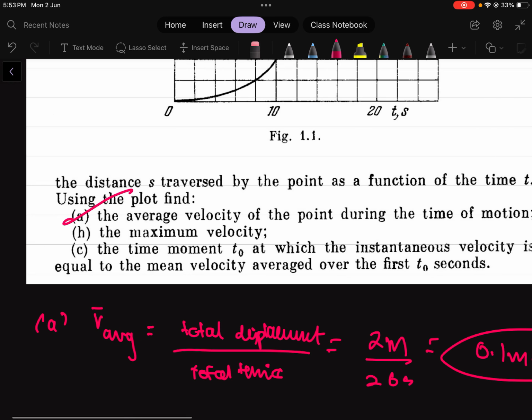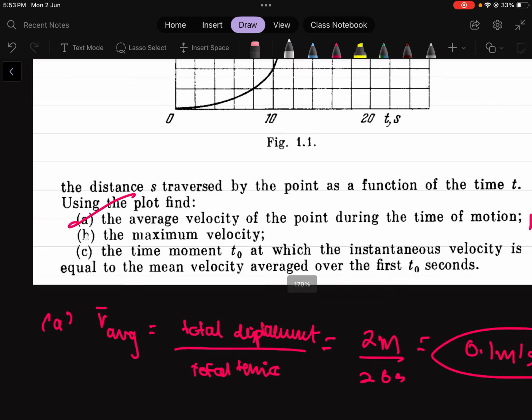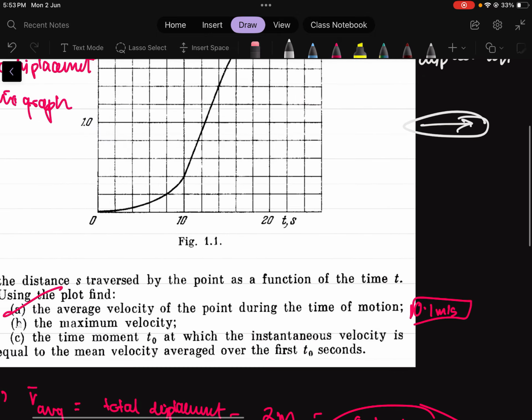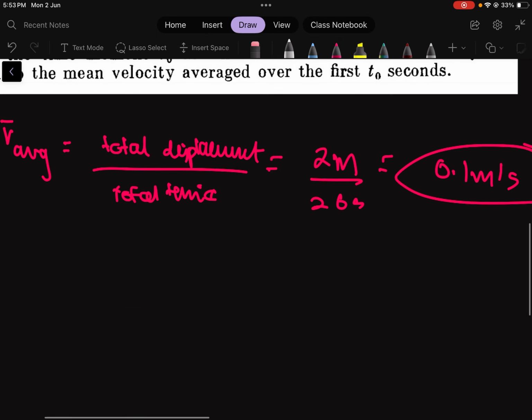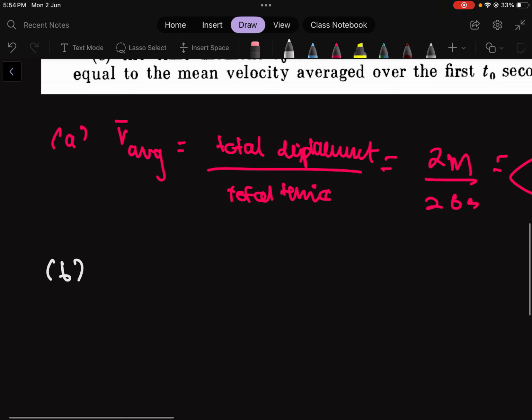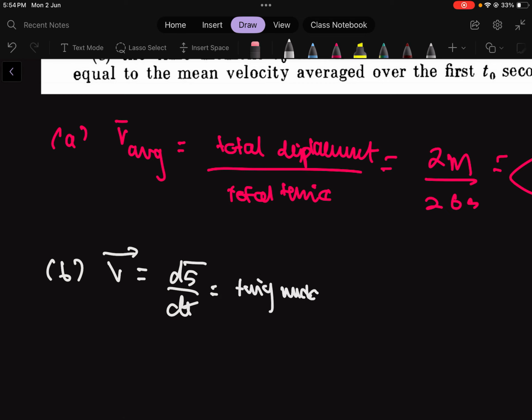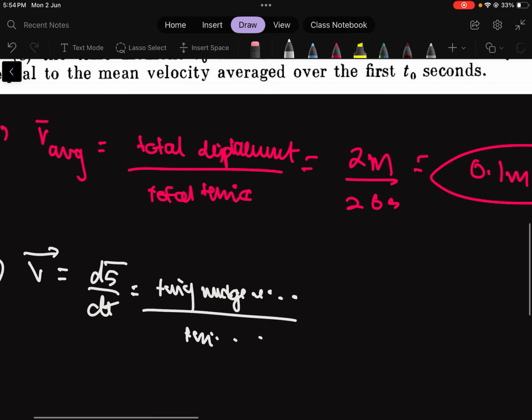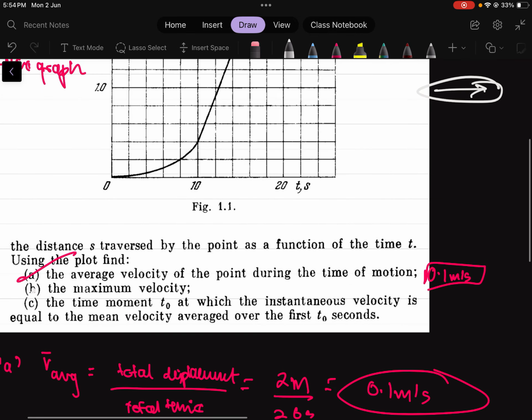So this is done. For part B, the maximum velocity is what we need to find. So what is velocity? For part B, we know velocity at any moment v is nothing but ds by dt, which is nothing but tiny nudge in displacement divided by tiny nudge in time, right? Which is nothing but the slope of displacement or distance time graph, in this case slope of graph. So we need to find the maximum slope, correct?